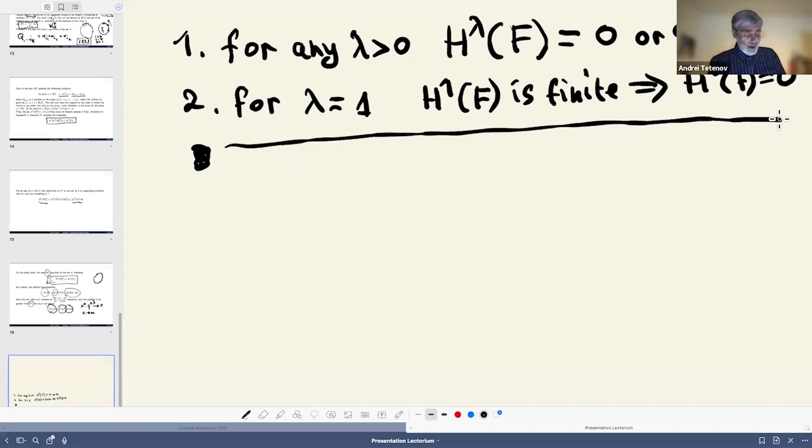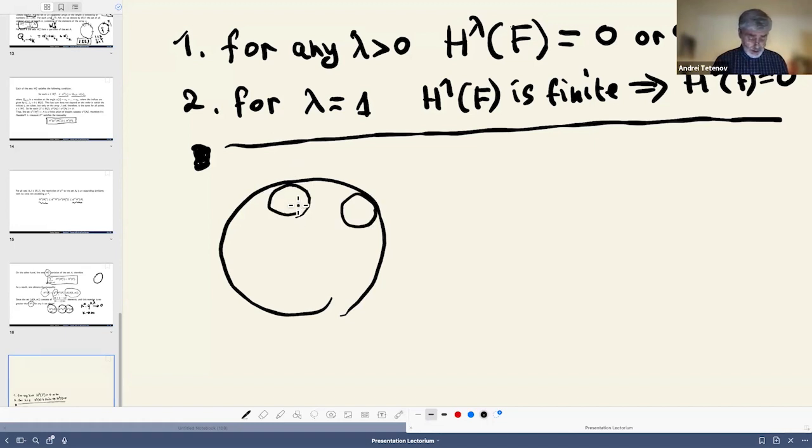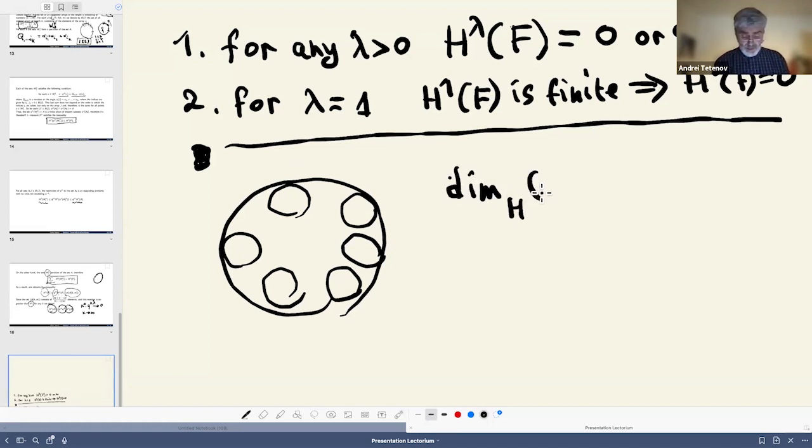If we apply a similar technique to the self-similar sets for which the open convex set condition is fulfilled, we can obtain the result that the Hausdorff dimension of f is equal to 0. Are there any questions? Okay, good.